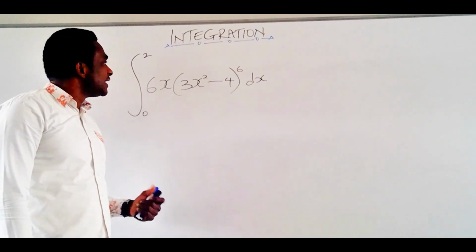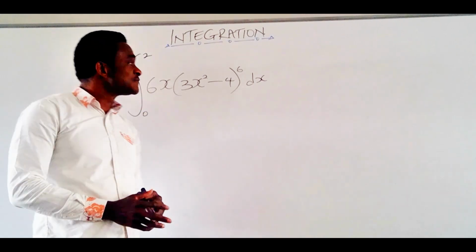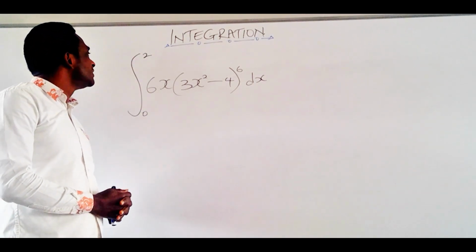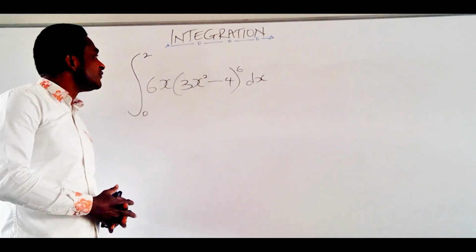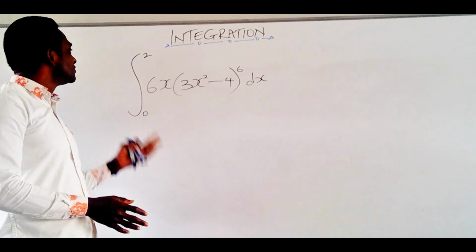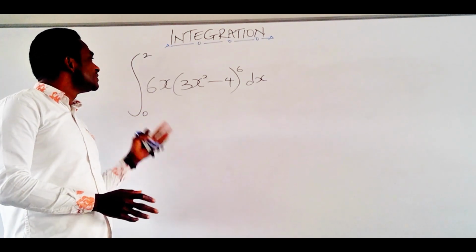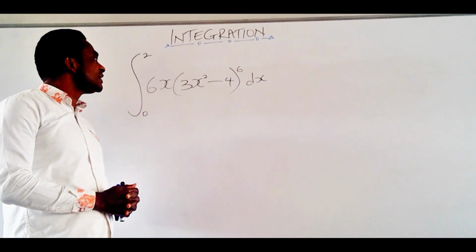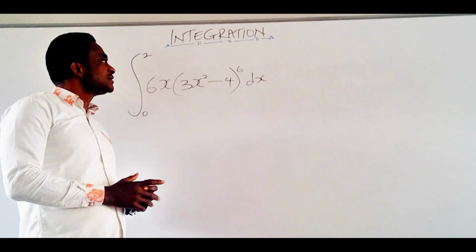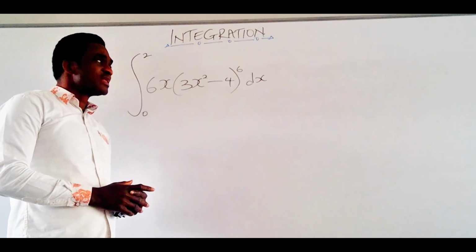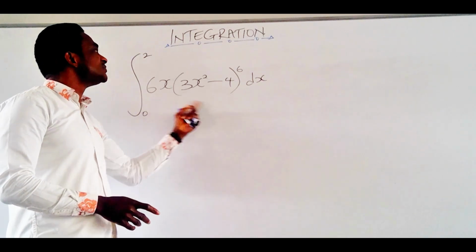Okay, let's go through integration. Here we have a definite integral that is a little bit complex that we cannot easily simplify. They are asking us for the integral of 6x times (3x squared minus 4), all to the power of 6, dx, that we should integrate with respect to x.